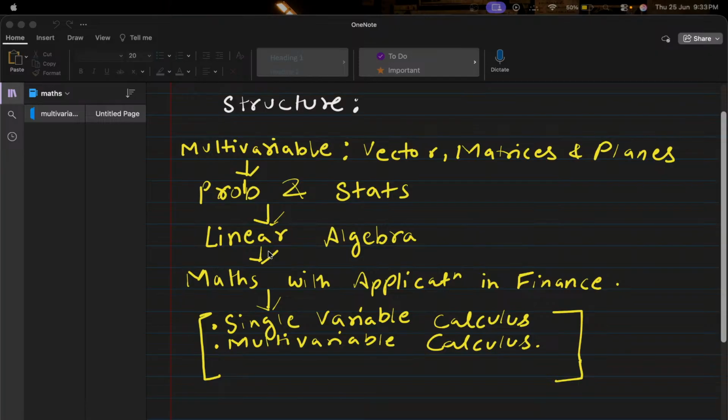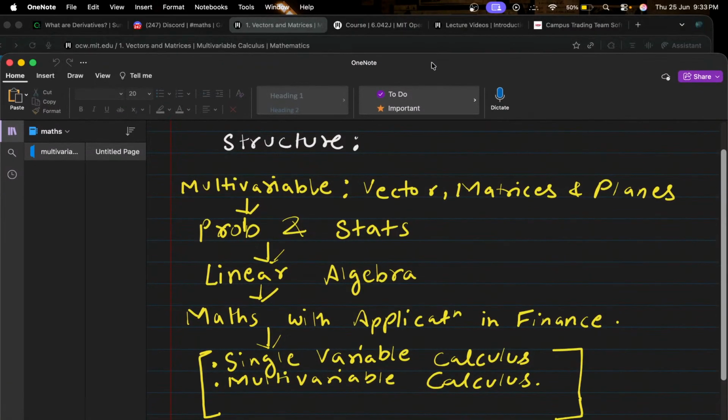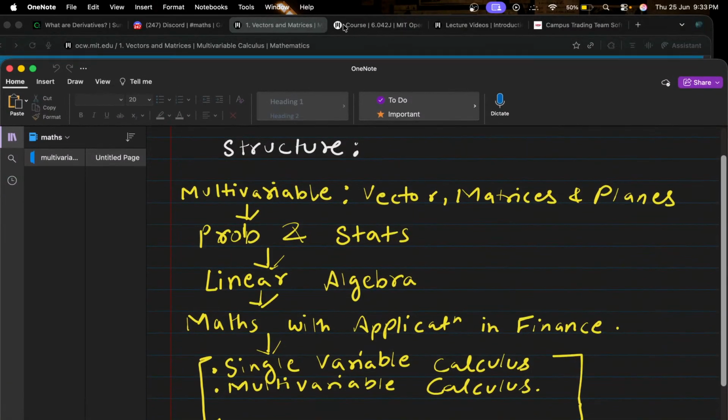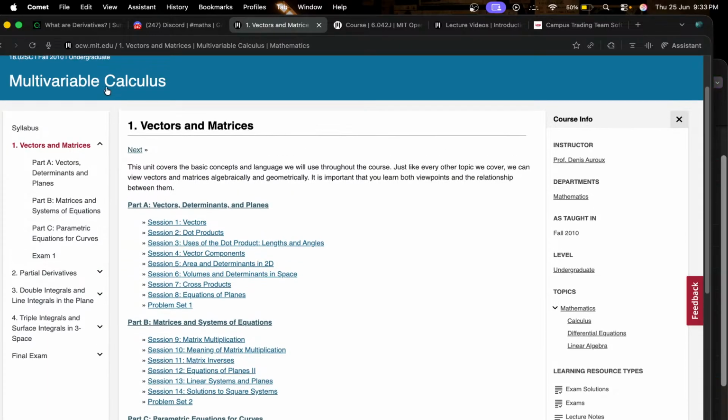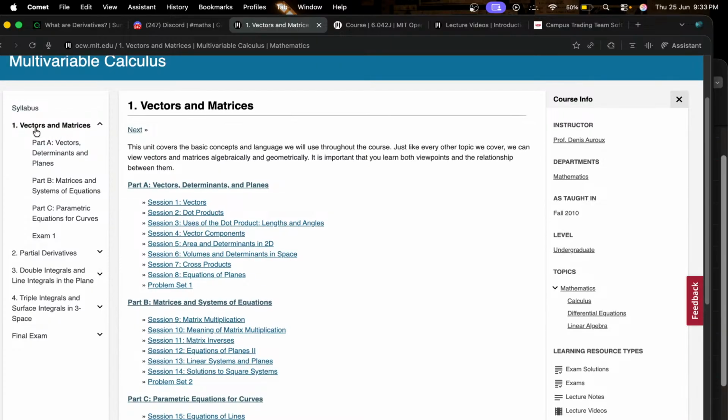So okay, let's get to our course, which is this thing. In multivariable calculus, we have the first part as vectors and matrices. It is divided into three parts: vectors, determinants, and planes; matrices and systems of equations; then parametric equations for curves; then the exam also.